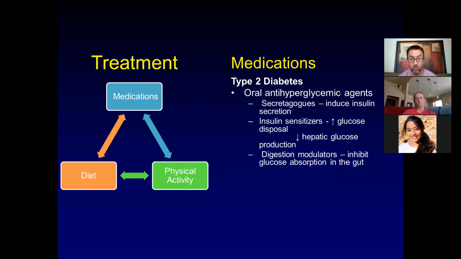oral anti-hyperglycemic agents, okay? So we can do a couple of things. One of them is called secretagogues, which I always have a hard time pronouncing, and they induce insulin secretion. This is not always a problem in people that are type 2 diabetics, but sometimes you can give people this, and if they take it in between meals, it may help them to drive things down a little bit further.